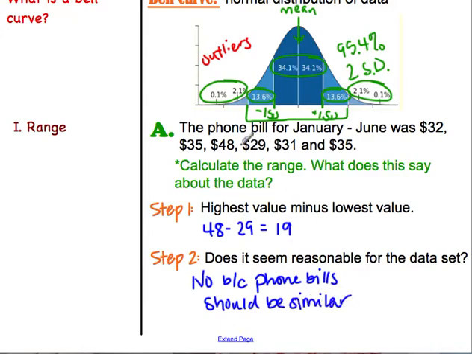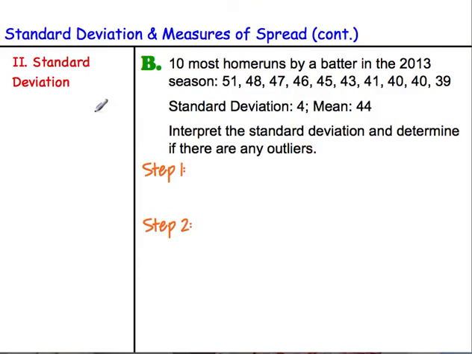Alright, now that we've had a chance to review range, let's start talking about this whole concept of standard deviation. We've got this first example here. We have the 10 most home runs by batters in the 2013 season, listed here. We have a standard deviation of 4 and a mean of 44. And we want to interpret this.